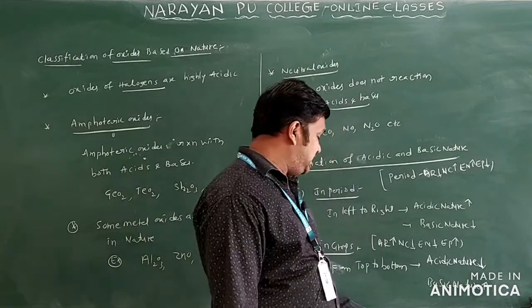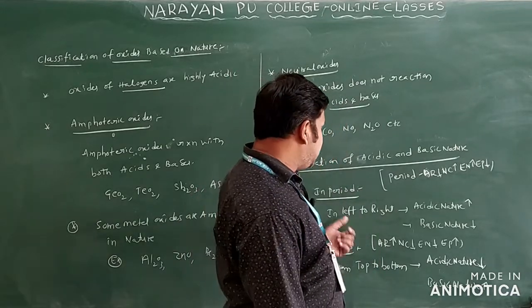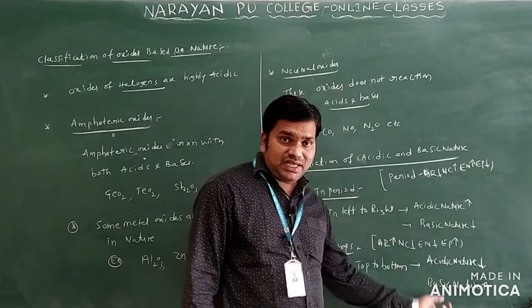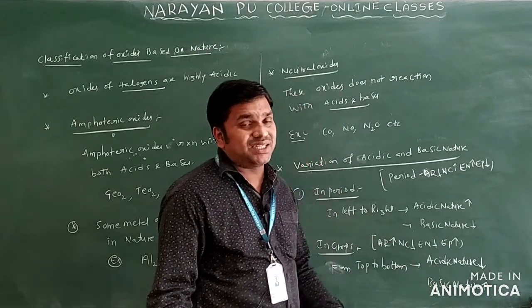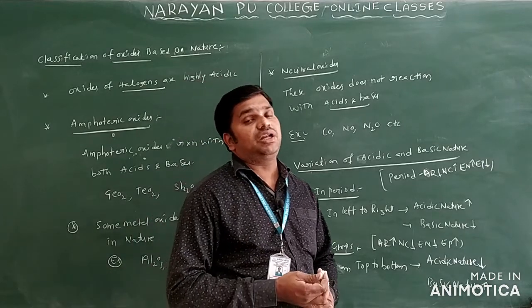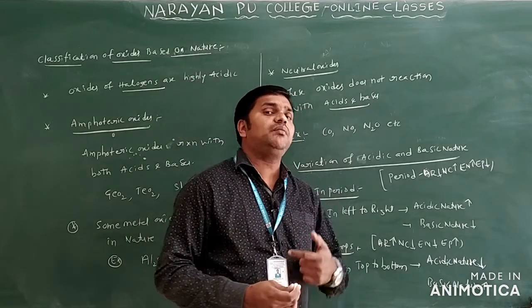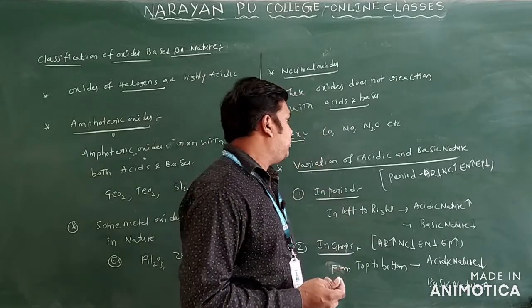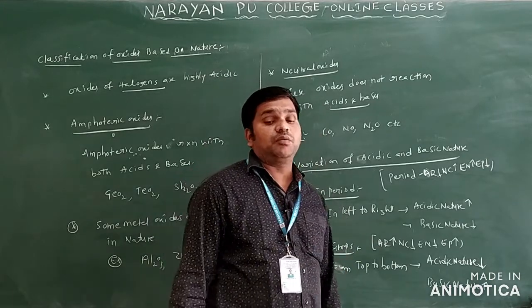Basic nature increases in groups and decreases in periods. Acidic nature increases in periods and decreases in groups. Acidic nature is related to electronegativity. Electronegativity increases in periods and decreases in groups. So this is the variation of acidic and basic nature.